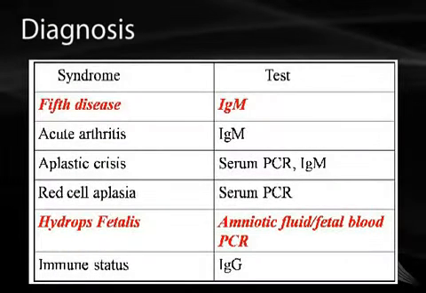Diagnosis of fifth disease is based on serology, and you use IgM. If you have acute arthritis, that'll also show up with IgM. Aplastic crisis shows up with the serum PCR. Red cell aplasia also through serum PCR. To diagnose hydrops fetalis, you have to get amniotic fluid and fetal blood PCR.